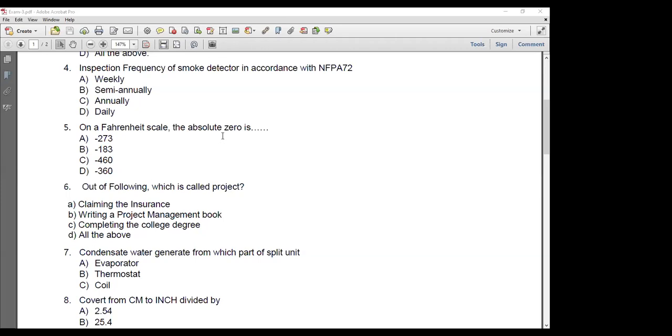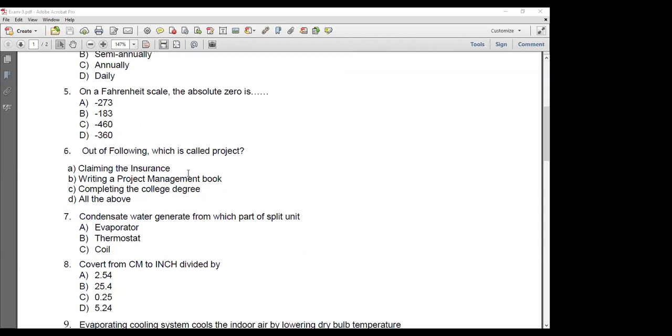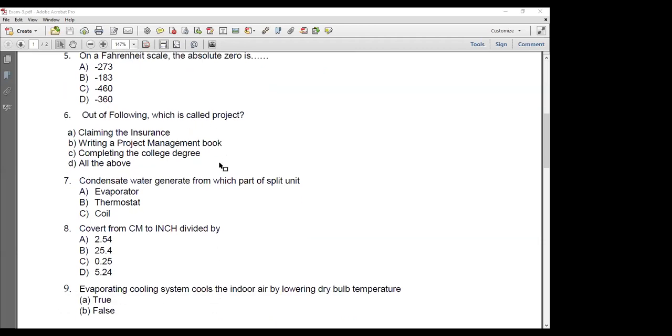5C. C, 460. Fahrenheit scale absolute 0. Fahrenheit, not Celsius. So 0 is related to Rankine. 460 absolute 0 for Rankine, because Fahrenheit is asked. Fahrenheit is minus 460.